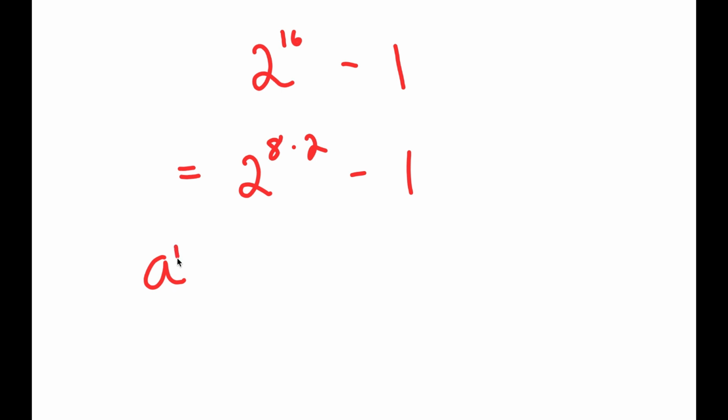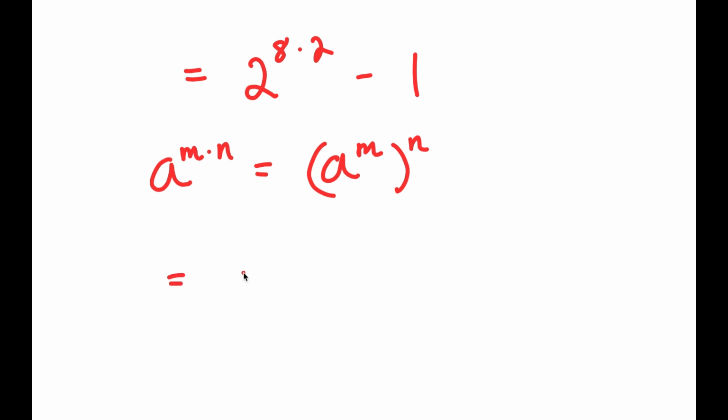Alright, so in this video, I'm going to solve the problem 2 to the power of 16 minus 1. To solve this, I'm going to first rewrite this as 2 to the power of 8 times 2 minus 1. The reason I did this is because if I have something in the form a to the power of m times n, this is equal to a to the power of m to the power of n. So I'm going to rewrite 2 to the power of 8 times 2 as 2 to the power of 8 to the power of 2, and I have this minus 1.